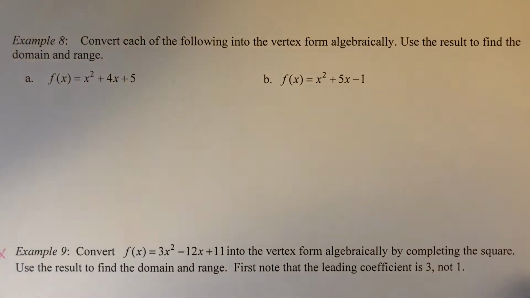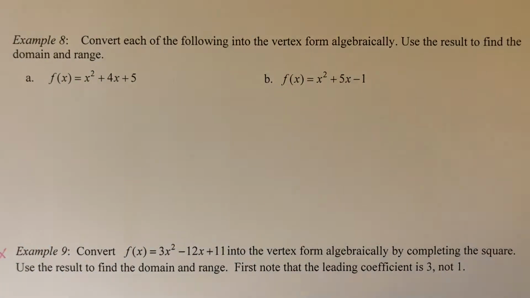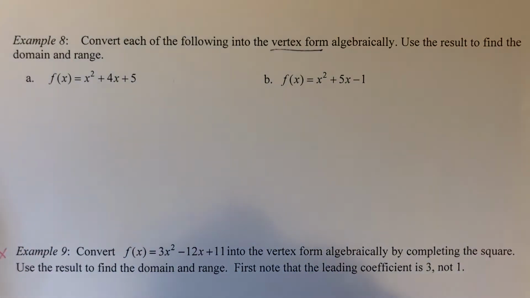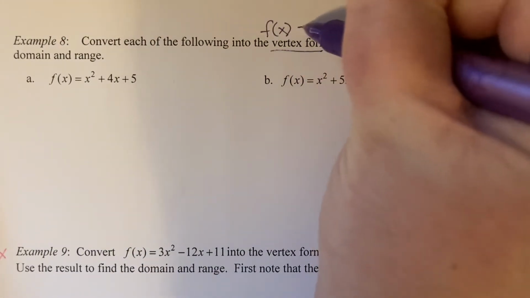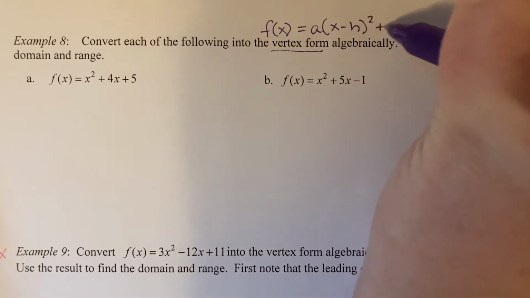Let's do these couple examples that the last video skipped, and then we'll move on to the next page. So example 8 says convert each of the following into vertex form. So let's make sure we know what vertex form is. That's f of x is a times x minus h quantity squared plus k.